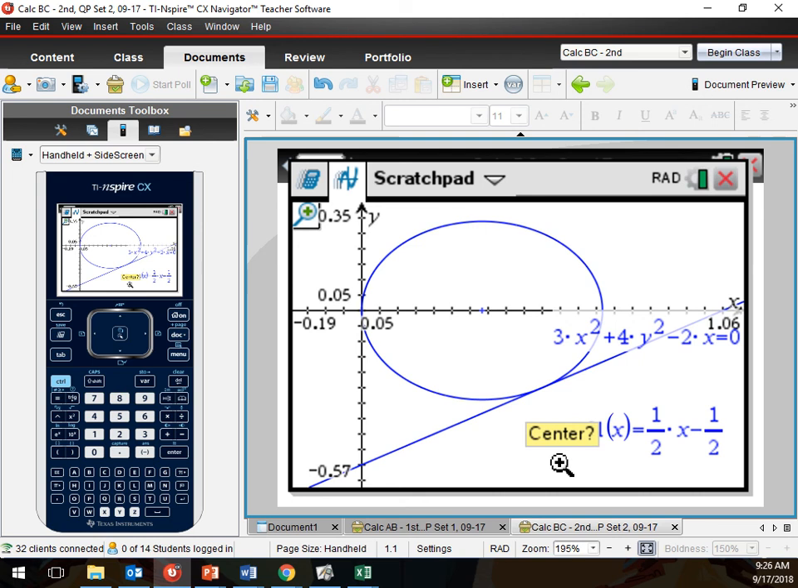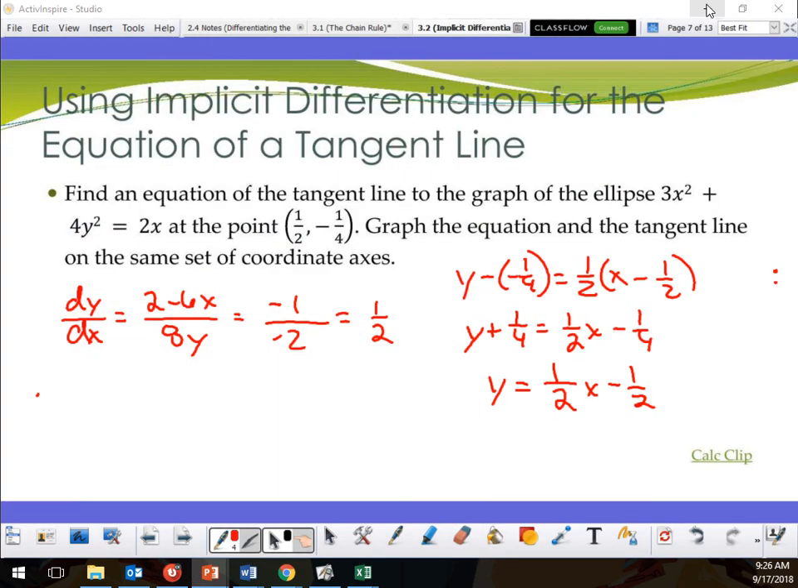Does that look pretty good there? It's like Indiana Jones. The center's right there. If you click on it, it'll tell you what the center is. Okay. All right, are we okay there?